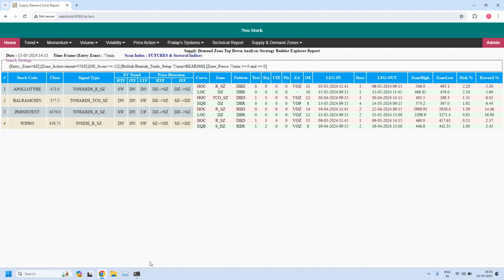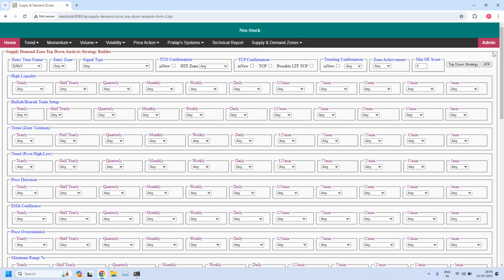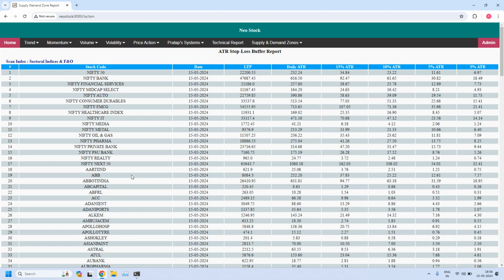So these are the bullish and bearish trade setups. And now in the last report, let us generate the stop buffers based on daily ATR. So these are the stop buffers based on daily ATR. This is the daily ATR value. 15% ATR you have to use it for monthly income trade. 10% ATR you have to use it for weekly income trade.